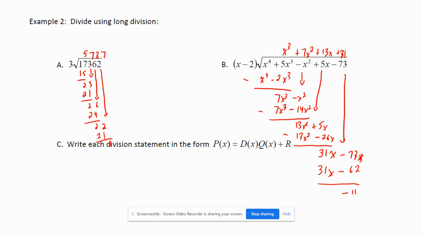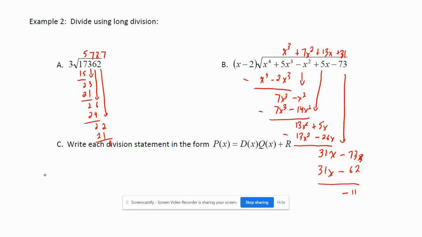So taking this guy and writing it in this form over here, we have our polynomial, which is x to the 4th plus 5x cubed minus x squared plus 5x minus 73 equals the divisor, which is x minus 2, times the quotient, which is x cubed plus 7x squared plus 13x plus 31, with a remainder of negative 11. Okay, so this is how this guy works over here, guys. I hope that this makes sense for you.